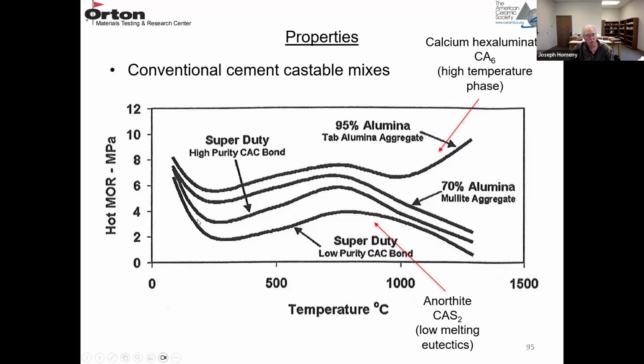So you can see the strength loss here due to dehydration of the cement. Sintering takes place, and then the strength tends to increase. This one stays high because it's very high purity, but these other three start to decrease, because you're probably forming anorthite, the CAS2 compound, with the low melting eutectics. This is high purity, so you're probably forming CA6, which is a high temperature phase.